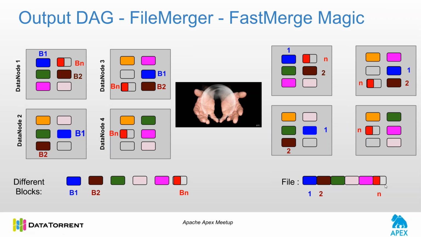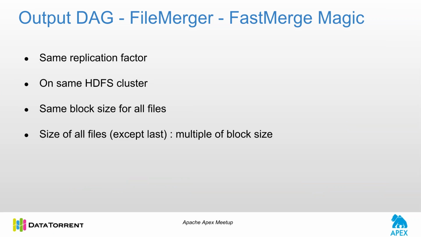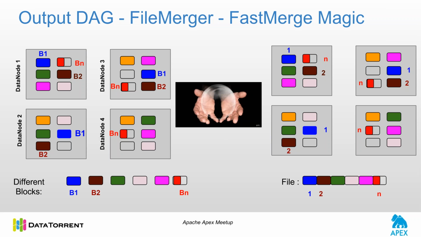But there are some constraints where this can be utilized, and those constraints are that all these files or blocks that we are merging should have the same replication factor. They should be on the same HDFS cluster, and the files should have the same block size. And all the files, except the last one, should be a multiple of the block size. So the nth block could be of a smaller size, but the rest of them should be a multiple of the block size. Then only we can do this.